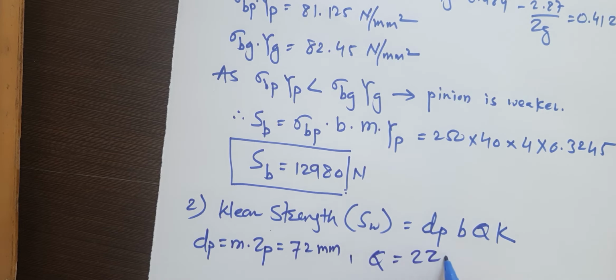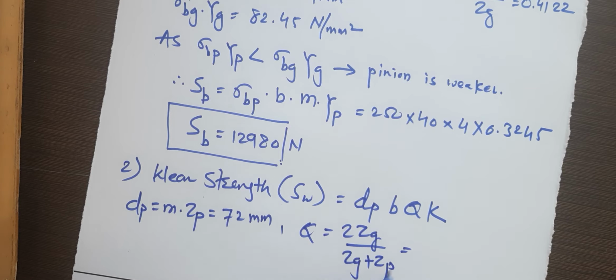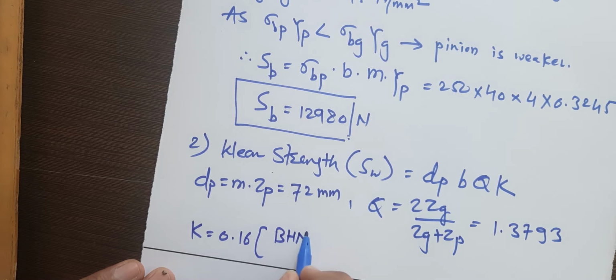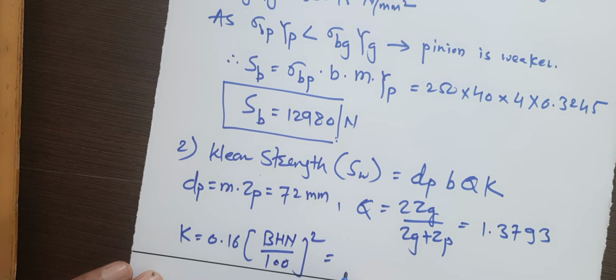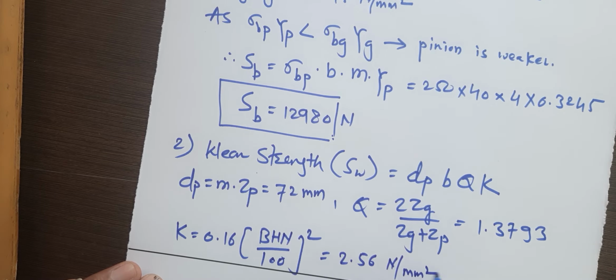Then Q is 2 ZG divided by ZG plus ZP, because it is an external gear pair. So if you substitute the values of ZP and ZG, 2 into 40 divided by 40 plus 18, you will get 1.3793. Then K for steel gear and steel pinion is 0.16 into BHN by 100 whole square. Here BHN is given as 400, so if you substitute 400, you will get K. So K is 2.56 Newton per mm square.